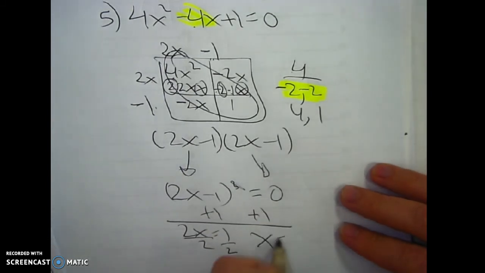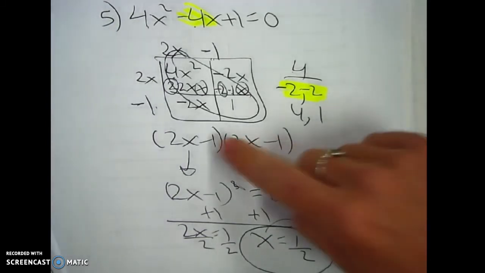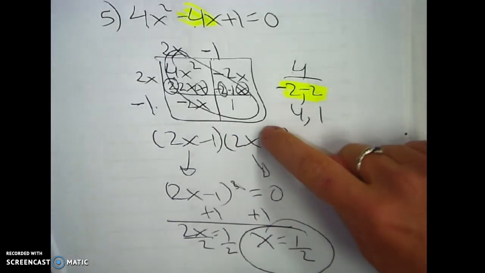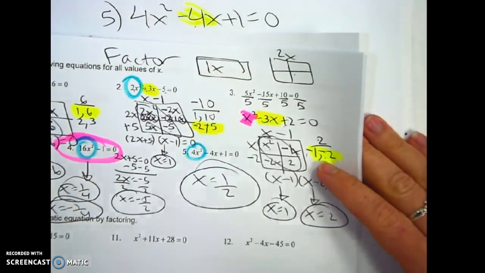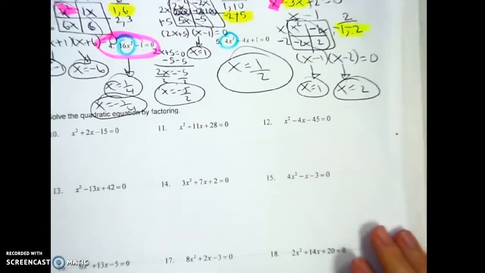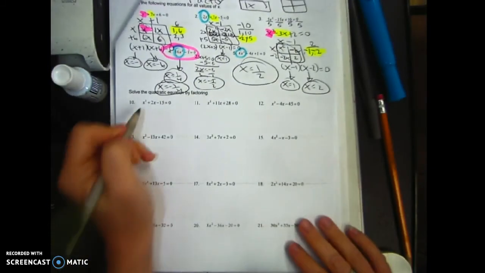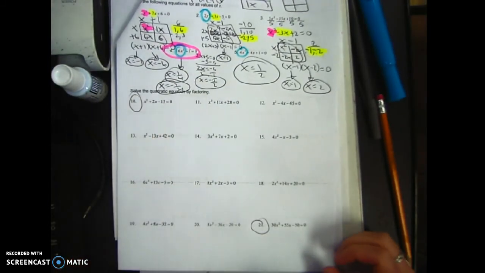Divide by 2, x equals 1/2. So in this case, because they're the exact same thing, you actually only have one answer. All right? So now what I'm going to have you do are these 12 problems, 10 through 21. Okay?